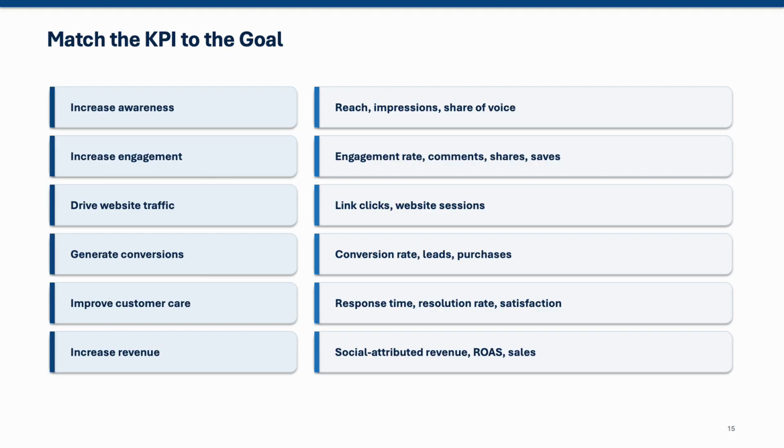This is why we don't simply select metrics because they're available in our analytics dashboard. We match the KPI to the goal. If the goal is awareness, we may examine reach or impressions. For engagement, we may look at engagement rate, comments, shares, or saves. For traffic, we might examine link clicks or website sessions. If we're focused on customer care, response time and resolution rate may be more meaningful. Start with the goal and then determine what you need to measure.